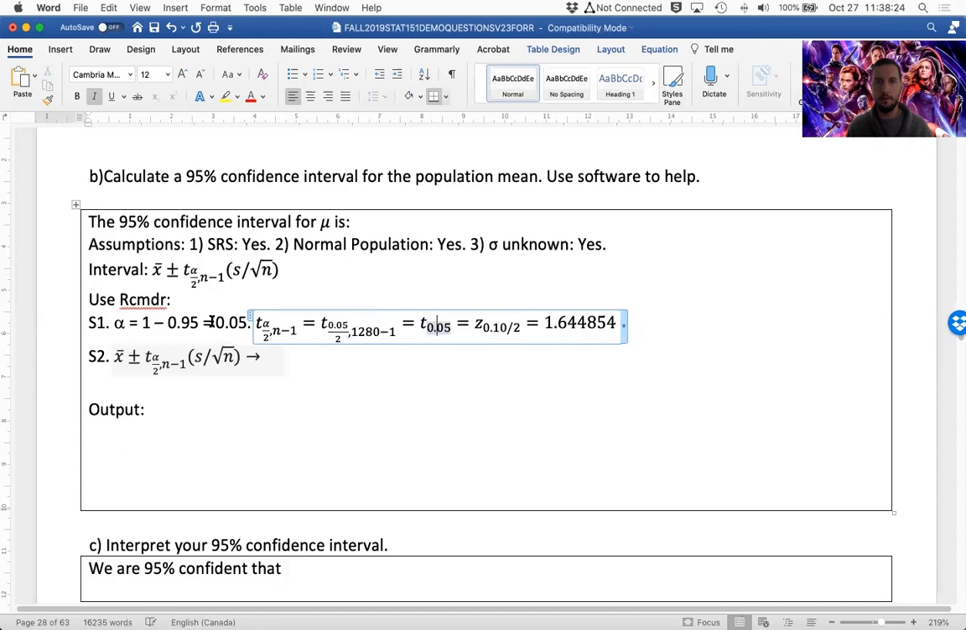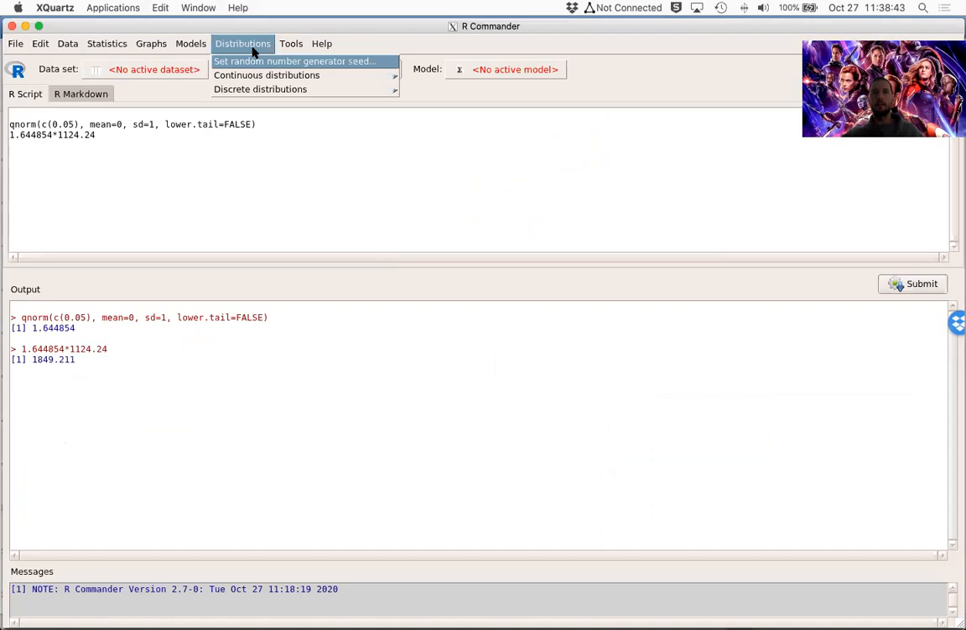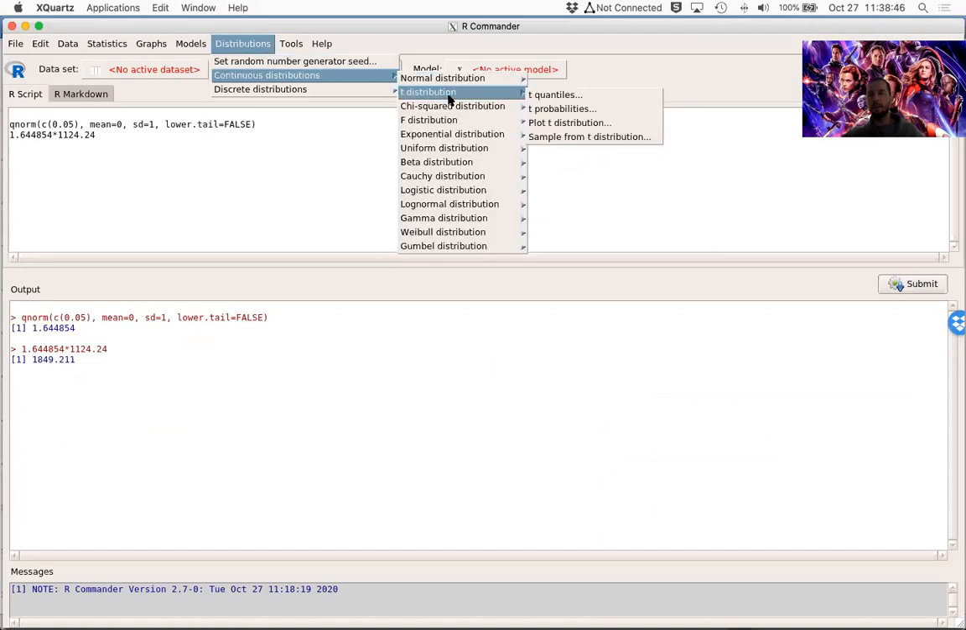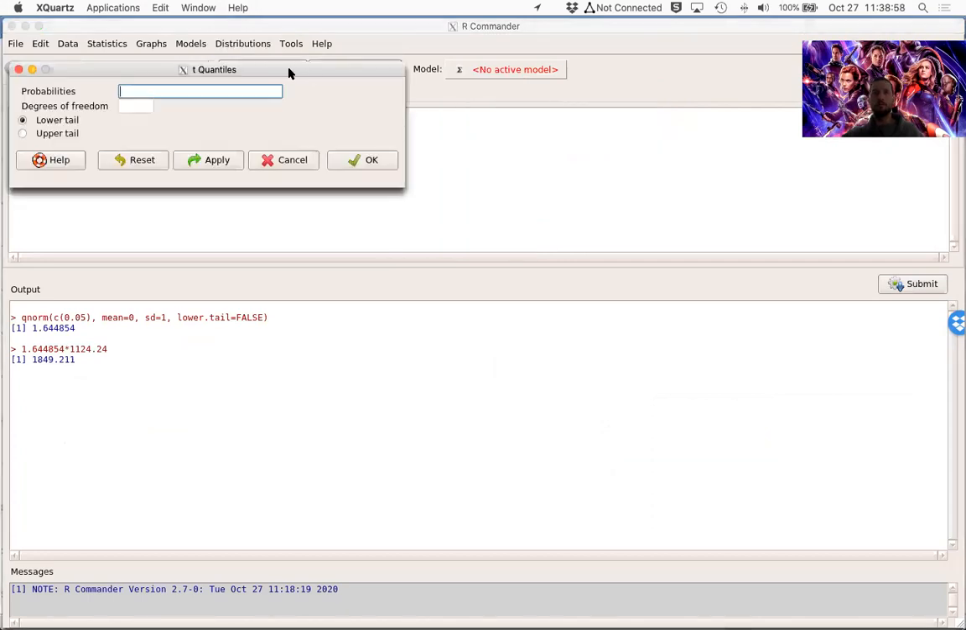All right, so this is going to give us a t on 0.025 and 1,279. All right, so now what we have to do is figure out what this value is actually equal to. So we go to Rcmdr, we click distributions, continuous, and we go t distribution now. So in the first problem, we were using a normal. In the second problem, we were using a t distribution. So we click on t quantiles because we want a t value.